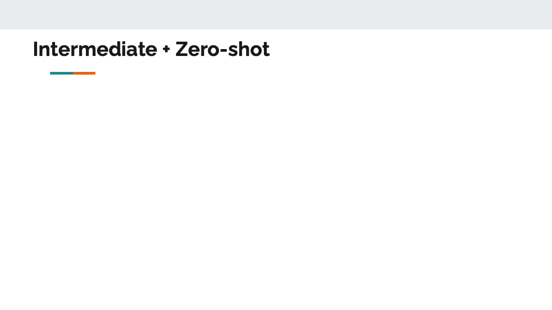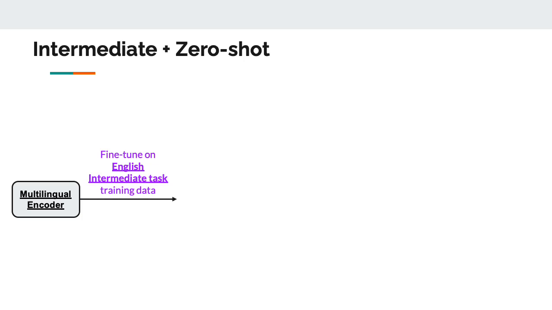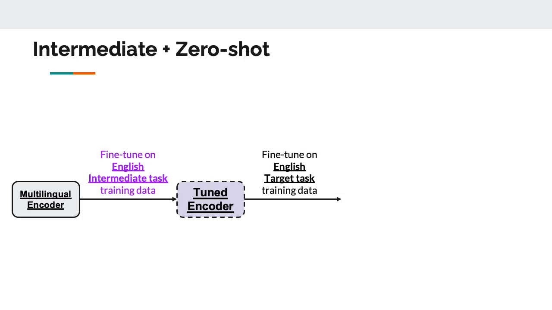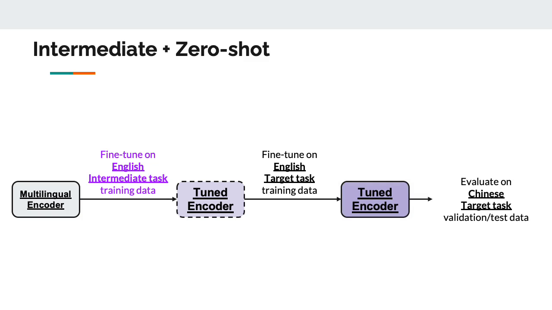So let's combine the two, intermediate task training and zero-shot cross-lingual transfer. In this case, we're going to start with a multilingual encoder. This is a text encoder that's been trained on text from many different languages. We're first going to fine-tune it on English intermediate task training data to get this intermediate encoder, and then we're going to fine-tune it on English target task training data to get our final model. We can then evaluate this model on the same task data in many different languages, for example Chinese. So it's still zero-shot with reference to the final target task. And the question is, can we find intermediate tasks that will still help in the zero-shot evaluation context?